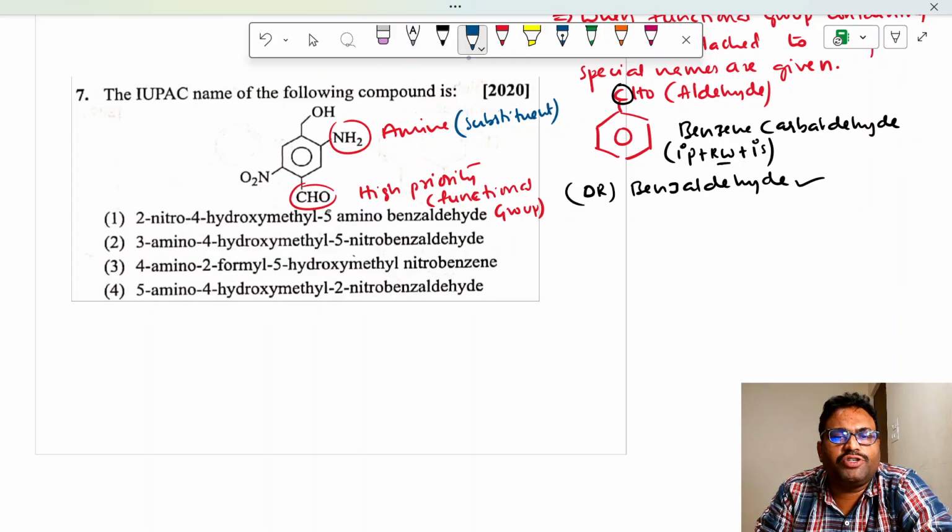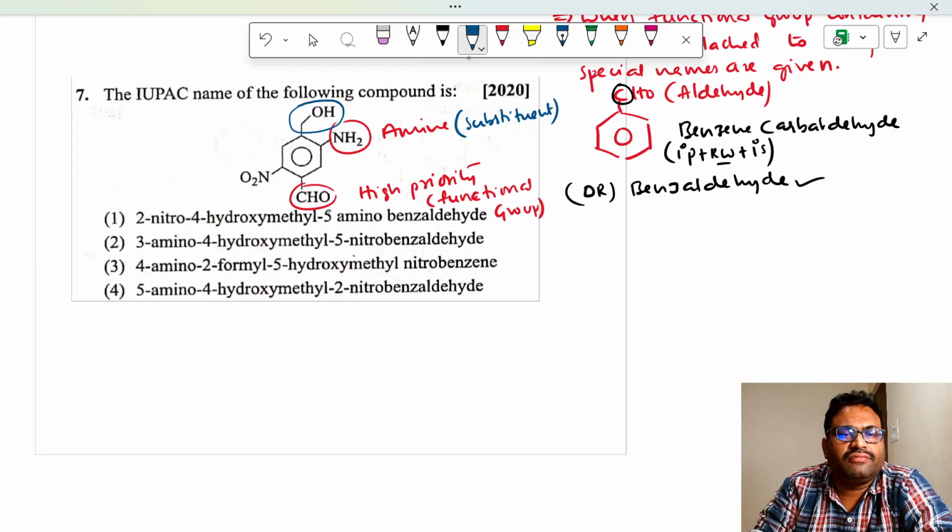So now how many substituents are there? There are 3 substituents. What are those? One is amine, another is, this is what? Hydroxymethyl. What is that? Hydroxymethyl. This is what? Nitro.